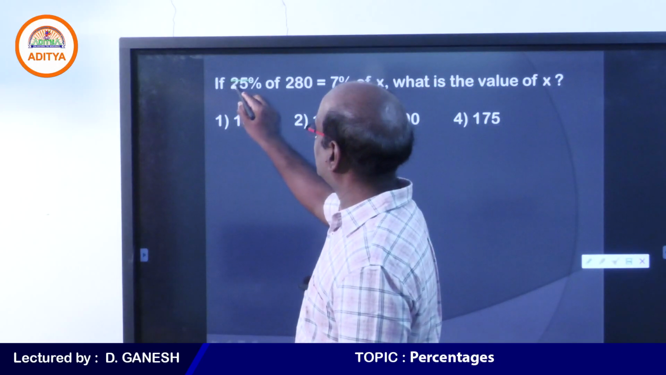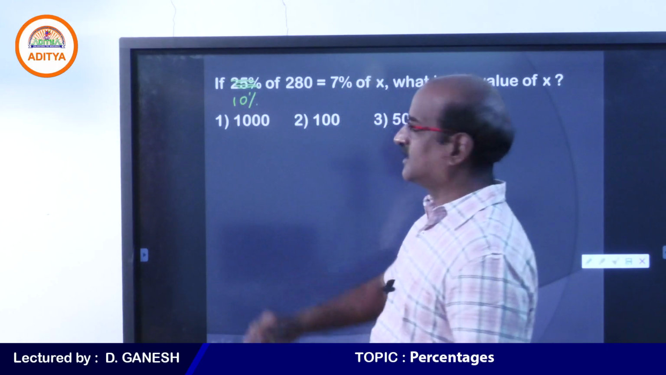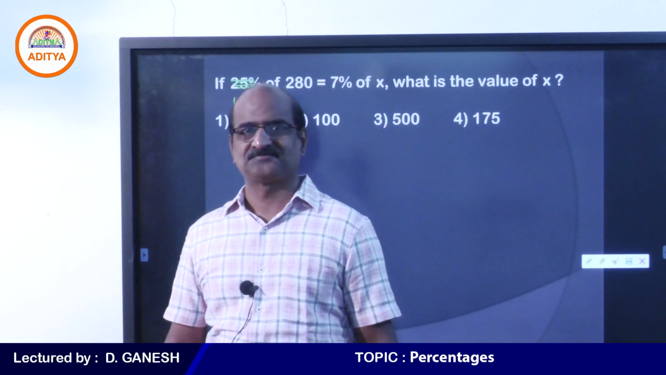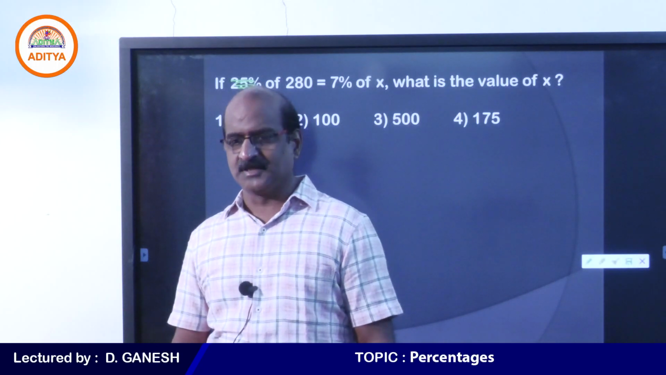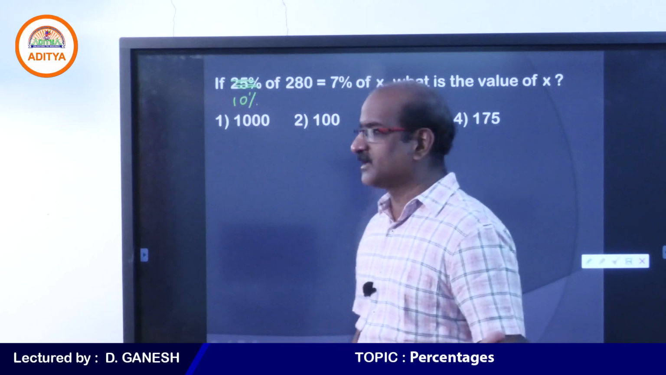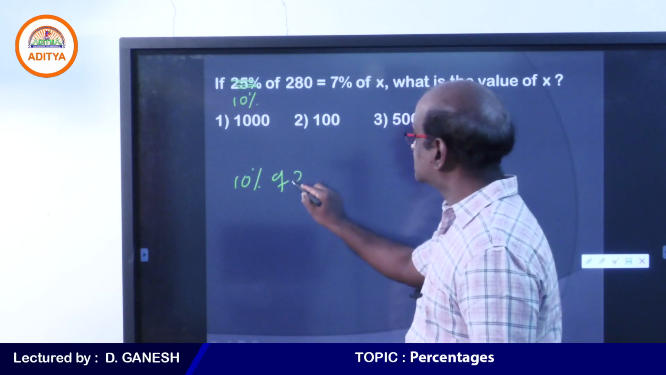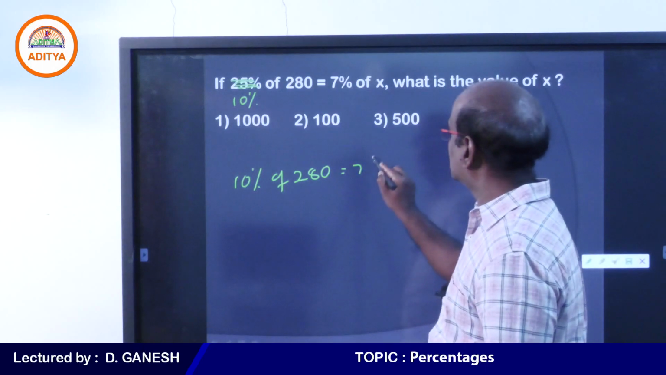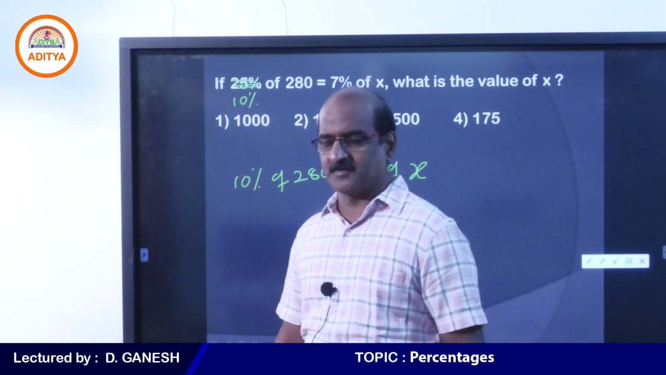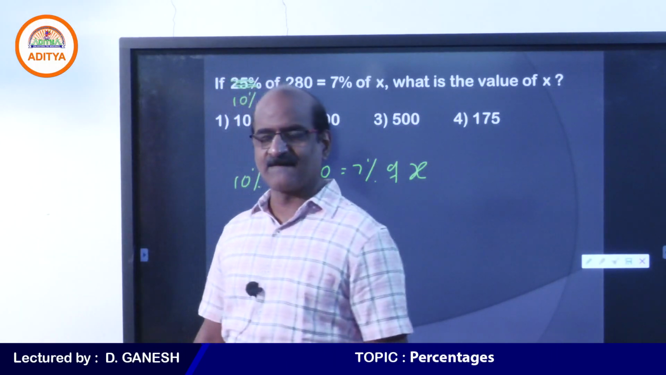Student, in place of 25%, if I give you 10%, what is going to be your answer for the same question? Please answer this question again. If I give you 10%, then what is going to be your answer? I think the question is very simple, you can easily do it. 10% of 280 is equal to 7% of X. If this is the case, then what is X? Come on, student, I am waiting for your answer. You can easily do this.